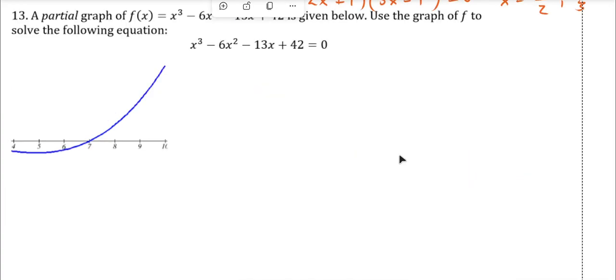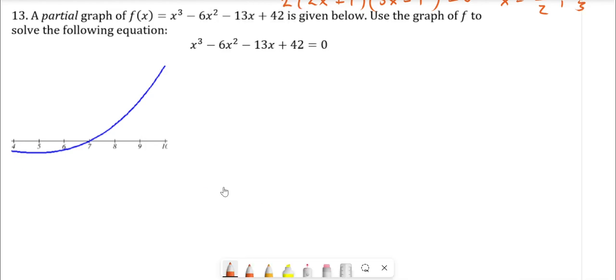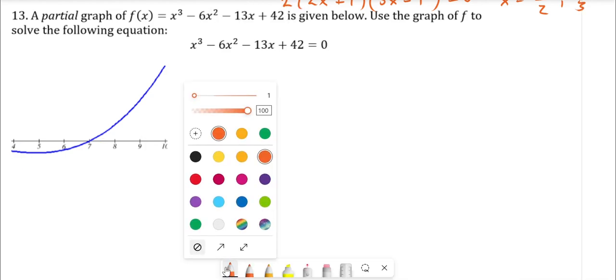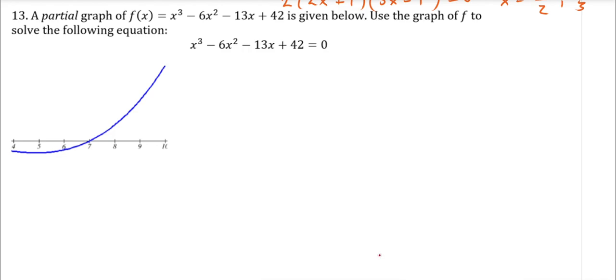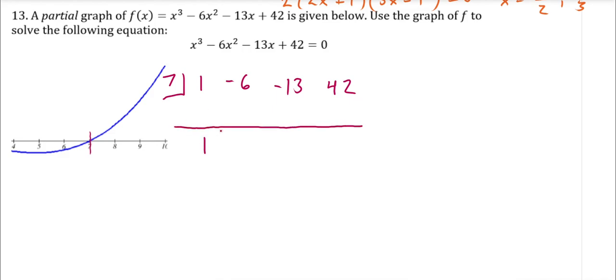Number 13 asserts that we're only looking at a part of this graph. There may be other things going on off the edge here. We're not really looking at the whole set of roots, but we are looking at enough of the graph to discern that 7 looks like a root. So let's first encode the polynomial for synthetic division by writing down its coefficients. Let's put a 7 in this box to divide by it. And now let's drop down and begin our algorithm.